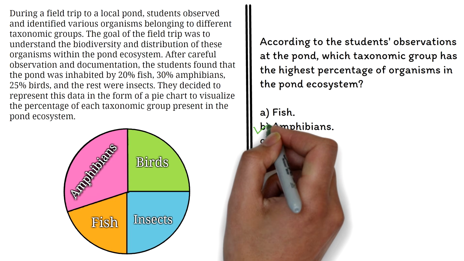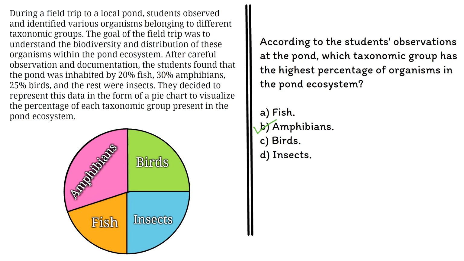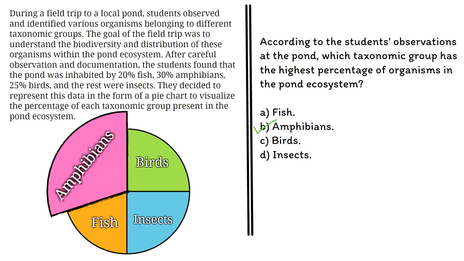Amphibians. Pie charts are another form of graphs that you need to be familiar with for the GED. For this question, you can just observe the pie chart and notice that the pie for the amphibians is the largest. Eyeballing is always your first option. Eyeballing might not work for values that are very close. Calculation is your second option.